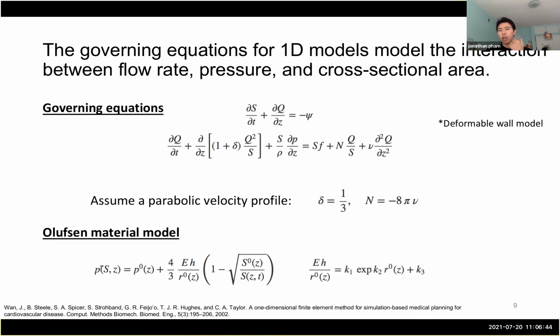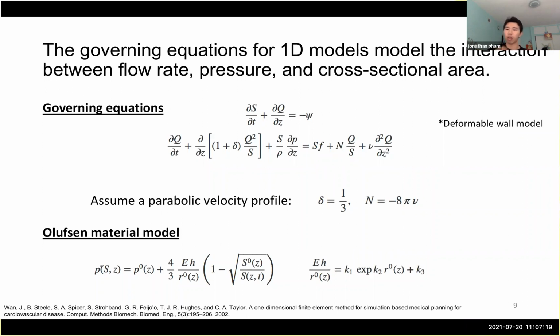Now the 3D models are governed by the 3D Navier-Stokes equations, right? When we integrate these equations over the cross-section of each vessel, we obtain the 1D equations, which are the governing equations shown here. These equations model the interaction between the flow rate, the pressure, and cross-sectional area, and they also allow us to model deformable wall behavior. So with two governing equations but three unknowns, again flow rate, pressure, and cross-sectional area, we need one more equation to close the system.